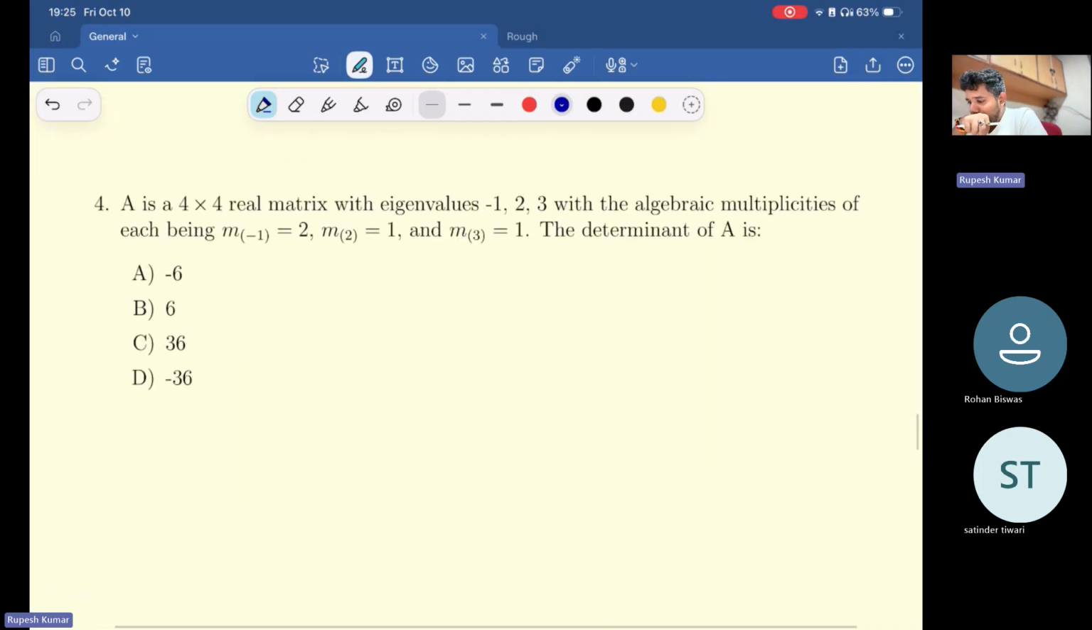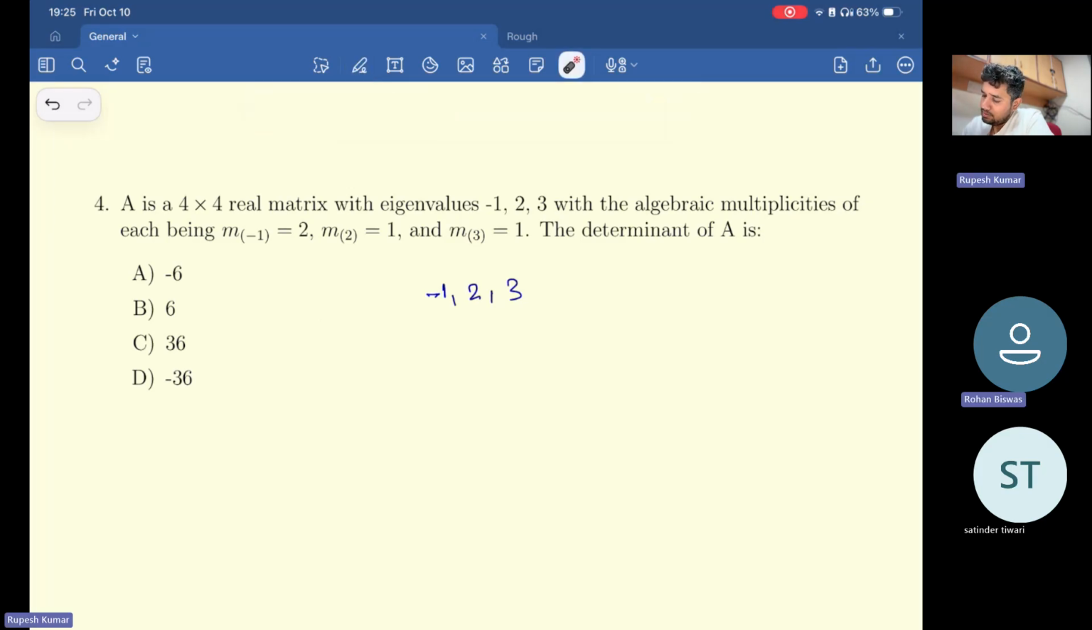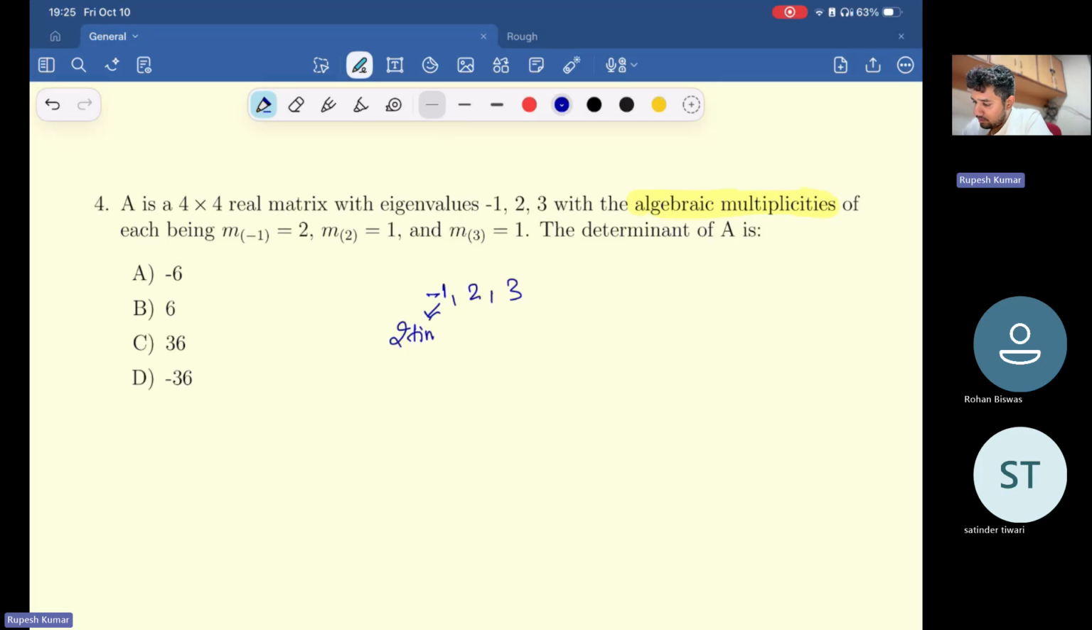A is a 4 by 4 real matrix with some eigenvalues. The eigenvalues are -1, 2, 3. Will the algebraic multiplicity... Everyone, do you remember this or do I need to go back? Yes, sir. Right. So basically it says -1 repeats 2 times, 2 repeats 1 time, and 3 repeats 1 time, right?